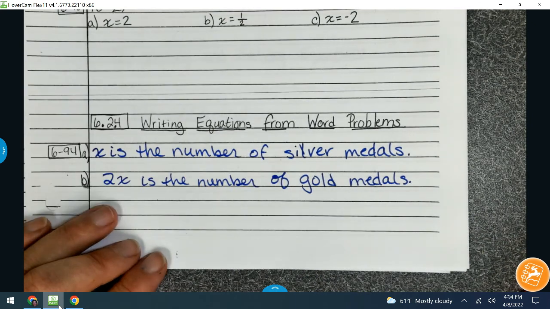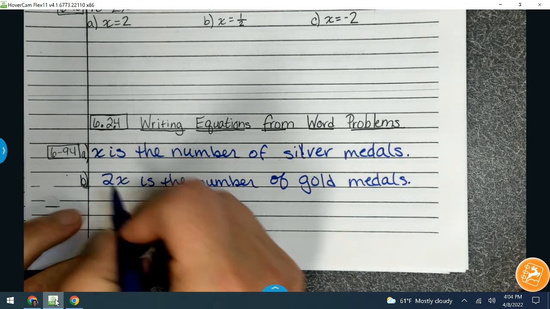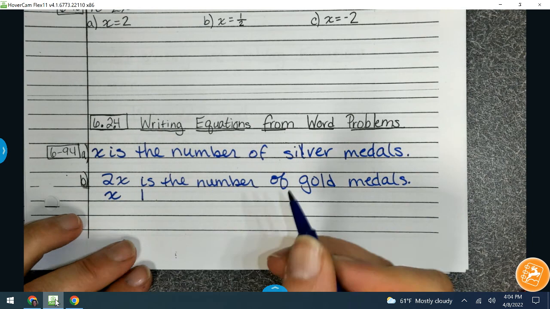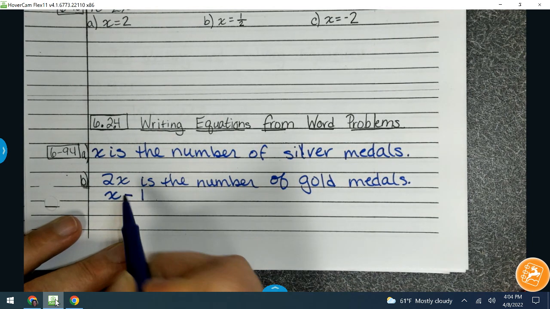And then we also need to know what bronze is. So if we go right back here, it says one fewer bronze than silver. So again, I have silver, one fewer, so I have 1. And if I'm talking about one fewer than silver, I'm going to subtract.